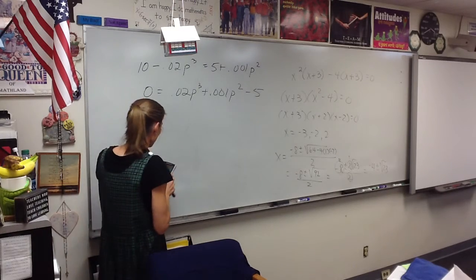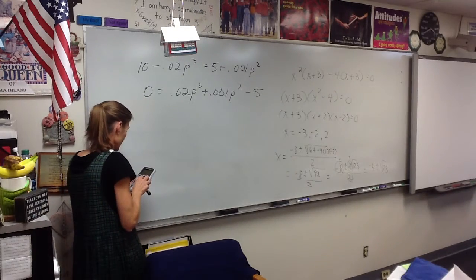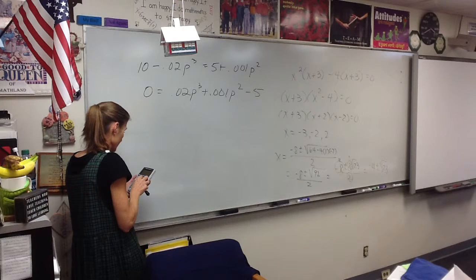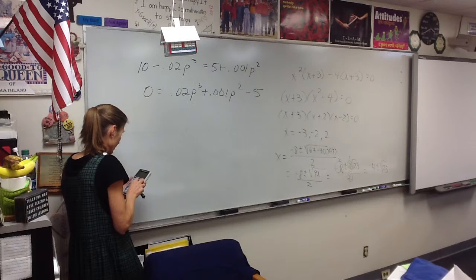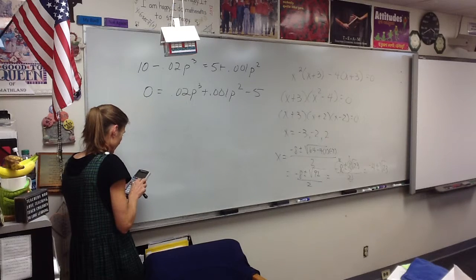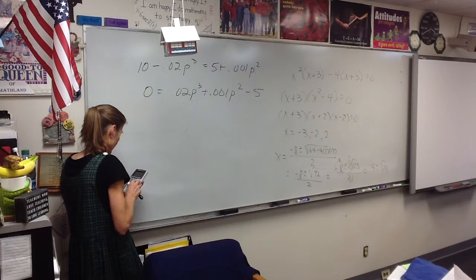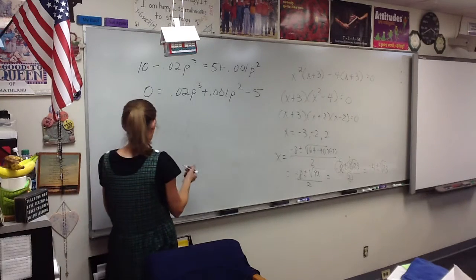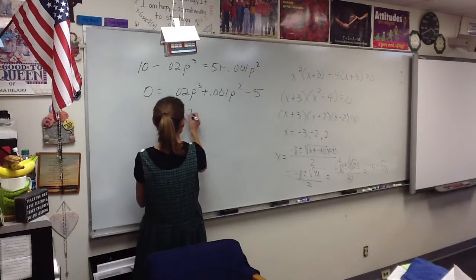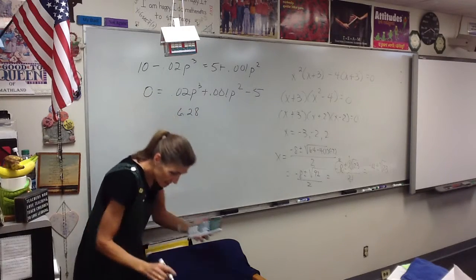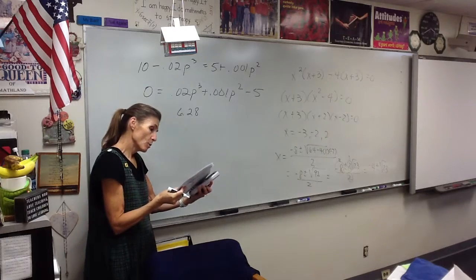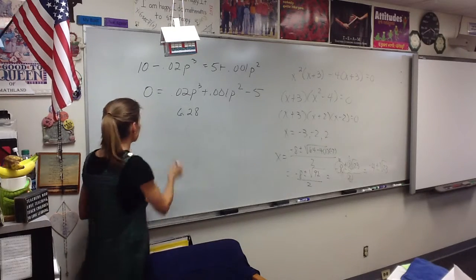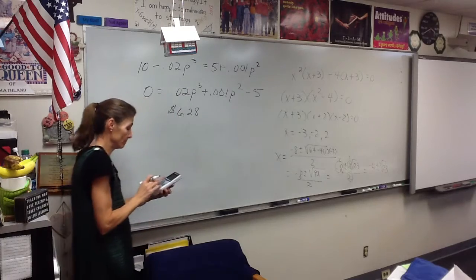So I'll do second calc 0. And I got on my calculator about 6.28. Now what is that? That is the price where supply equals demand, so $6.28. There we go.